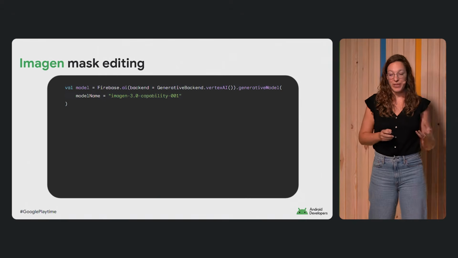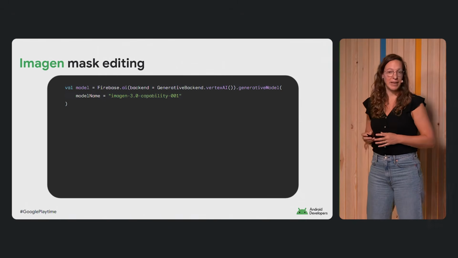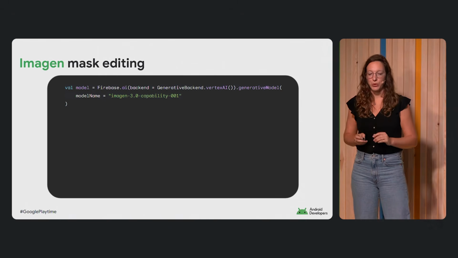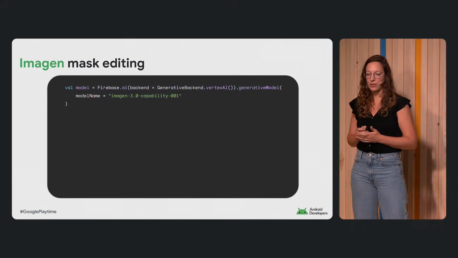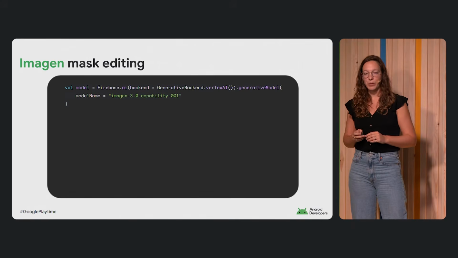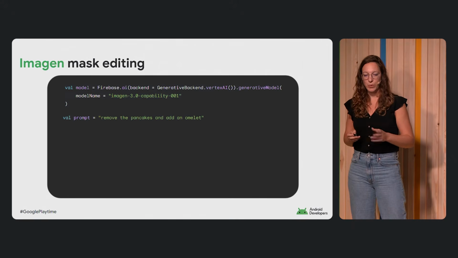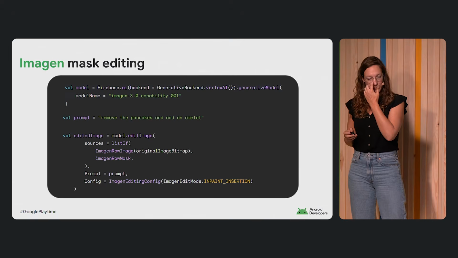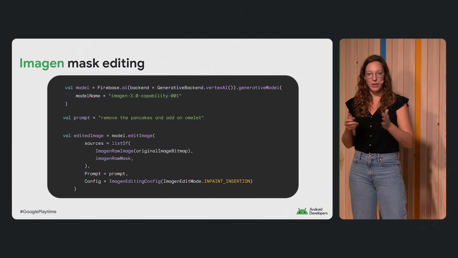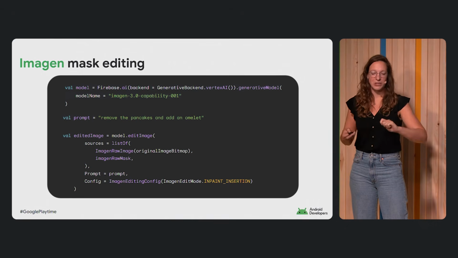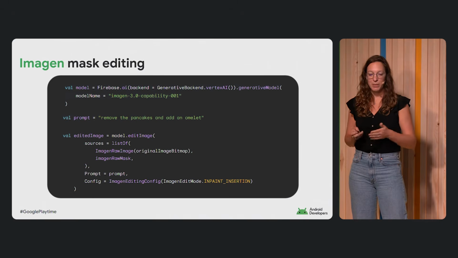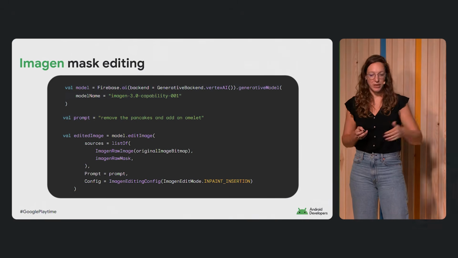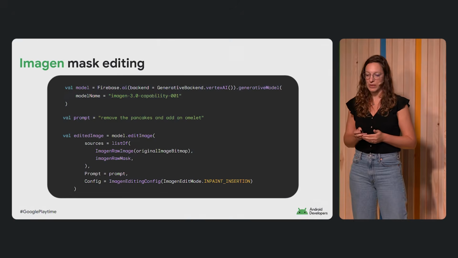How we implement this is that we set our backend to Vertex AI, and we set our model to the Imagen 3.0 capability 001 model. That's the one that supports this editing. Then we call the model's edit image method with our original prompt, the original image, and the mask. Of course, we have to have UI code for drawing that mask, etc. That's all part of the sample. It's a little bit too much to show here. But as you can see, the actual code to execute is still relatively small.